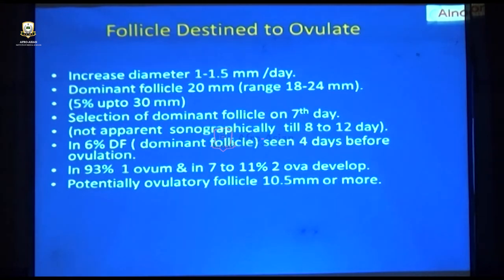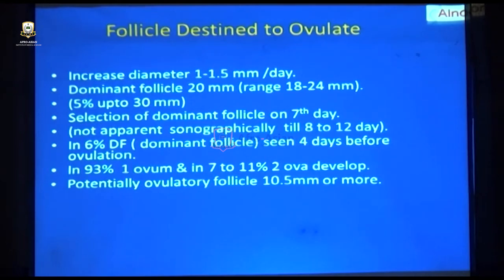Sometimes you may not even see the follicle on the 8th or 12th day. We call that cumulative effect. Suddenly you see follicles on the 12th day. So don't get worried if you don't see it on the 7th, 8th day. It might get delayed because that lady may not ovulate on the same day every month. The same lady with a 28-day cycle may ovulate on the 12th day, may ovulate on the 16th day.